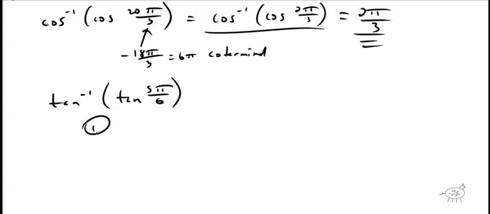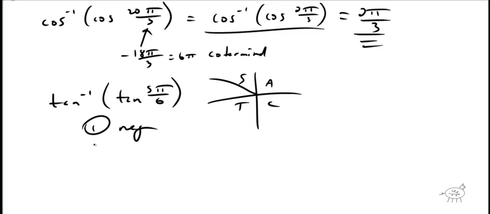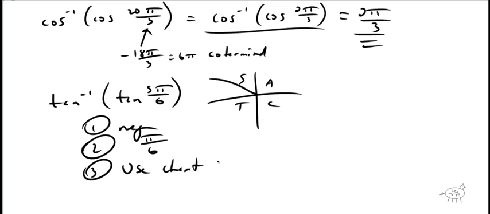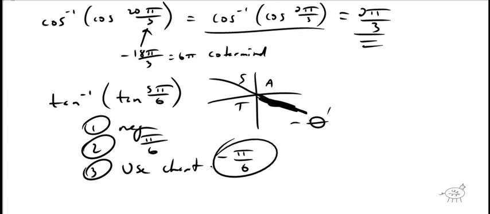You got to do 3 steps. First step, let's see, 5 pi over 6. You guys agree it's over here? And what is tangent here? All students take calculus. Tangent's negative there. Okay. Second step, what's a reference angle? That's the easiest thing I could possibly give you, pi over 6. Third step, use chart. Okay, so if you use the range chart, do you guys agree tangent is down here? So it's negative theta prime. So my answer is negative pi over 6. Okay? Not too bad, right?